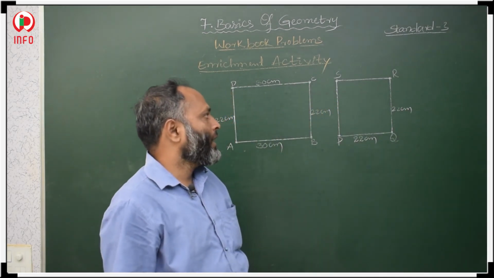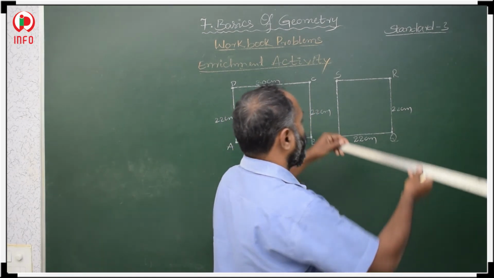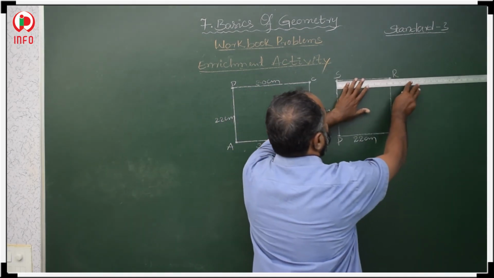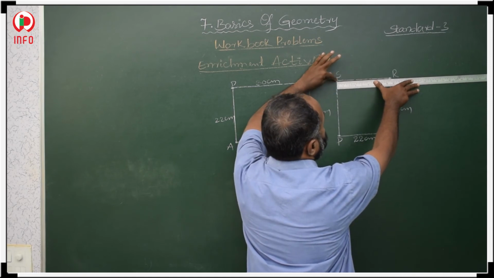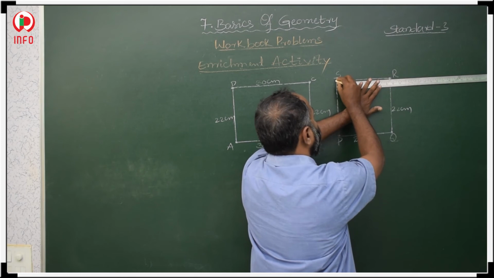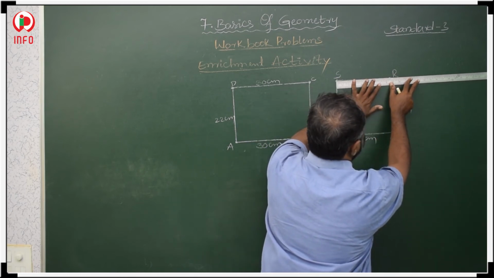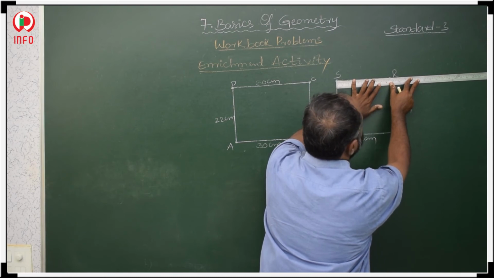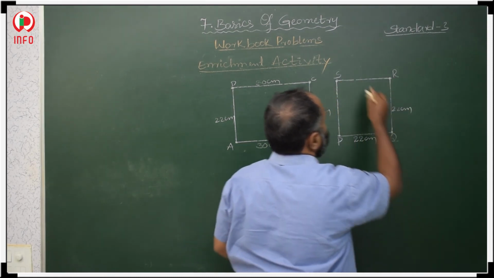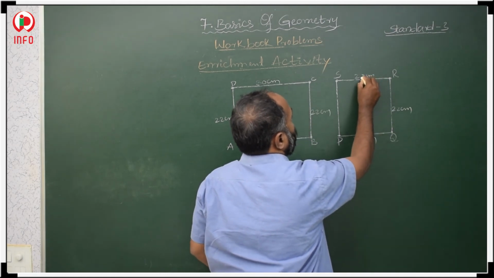Now after that we have to find the SR length. So we keep the scale again horizontally. Here we have two vertices, the first vertex and the second vertex. We keep 0 on the first vertex, and check where the second vertex is. It is at 22. So the RS length is also 22 centimeters. Okay.